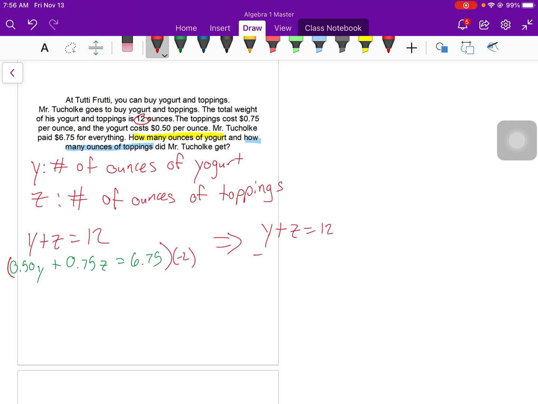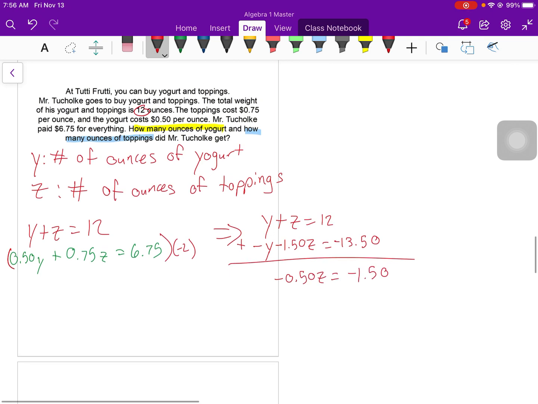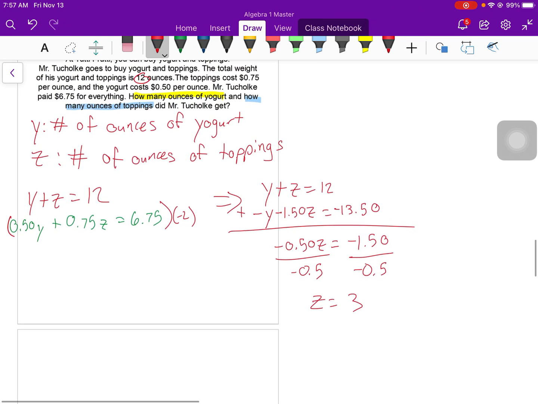On the bottom now I have negative y minus 1.50z equals negative 13.5. So when I add, I end up with negative 0.50z equals negative 1.50. Divide everything by 0.5 and also make it negative. That gives me that z is equal to 3. You could also multiply both sides by -2. It's the same thing. Now plug it into the easy equation.